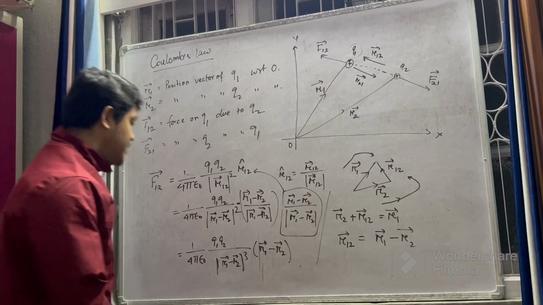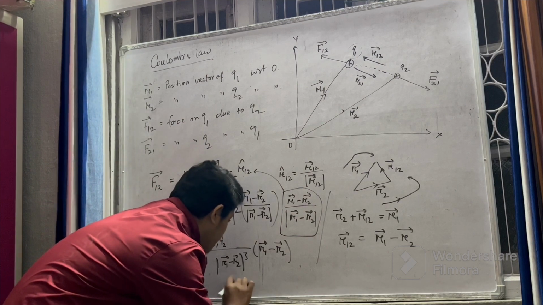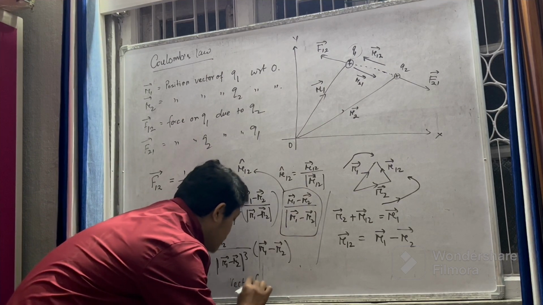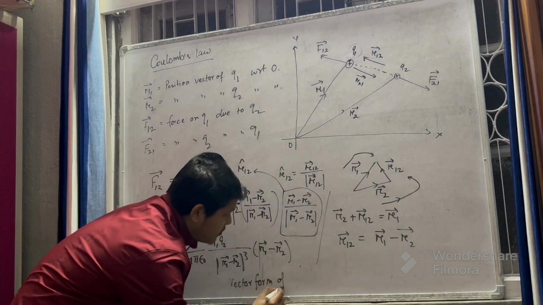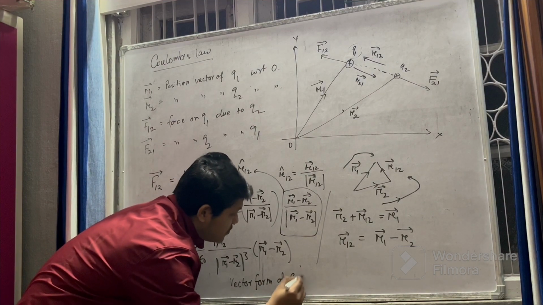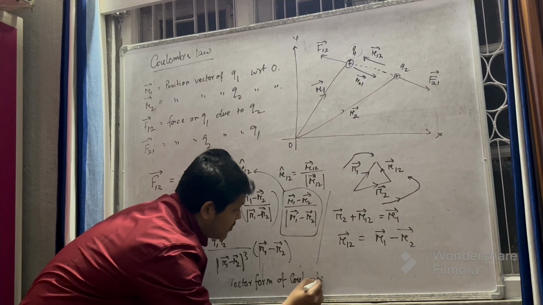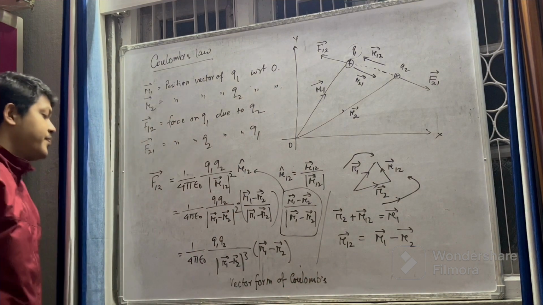So this is the vector form of Coulomb's law.